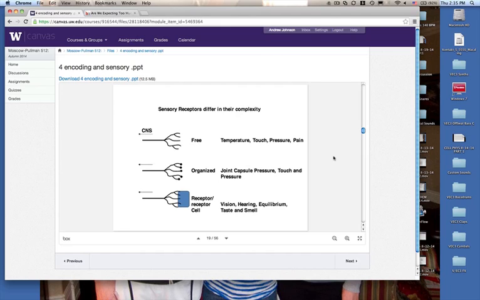So you can have free nerve endings in your skin. And free nerve endings like to detect things like pain. Like if they get cut, they're going to start to fire. If they get damaged, they're going to start to fire.